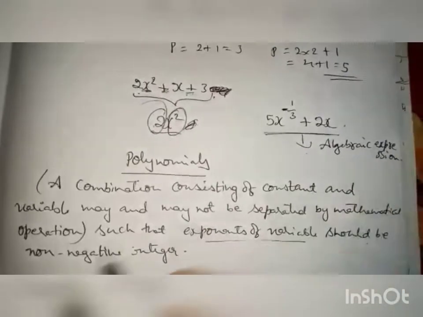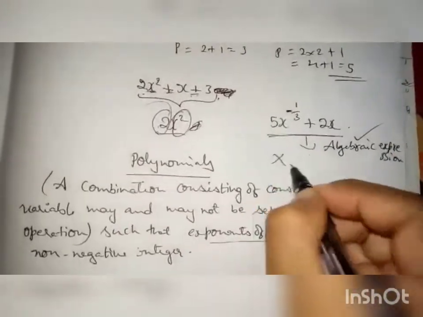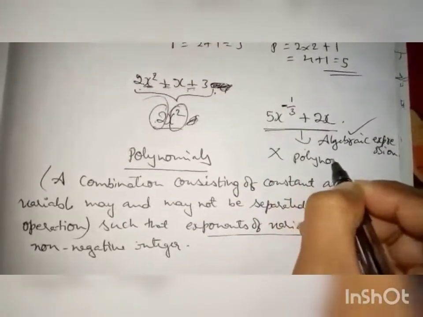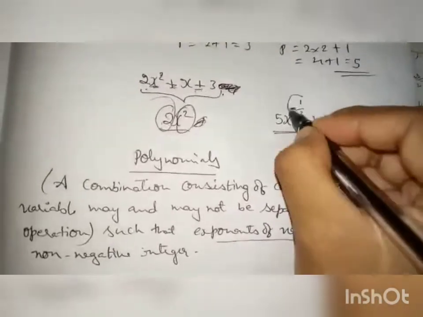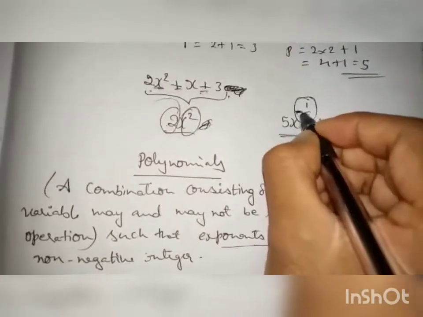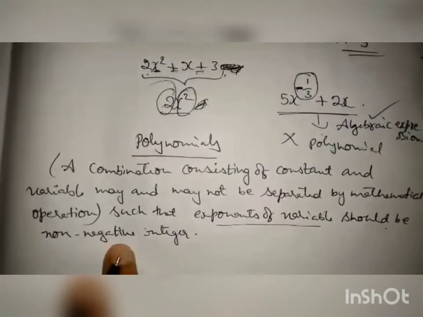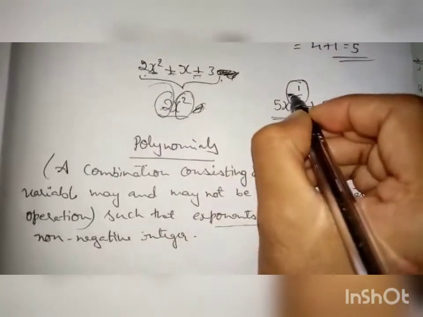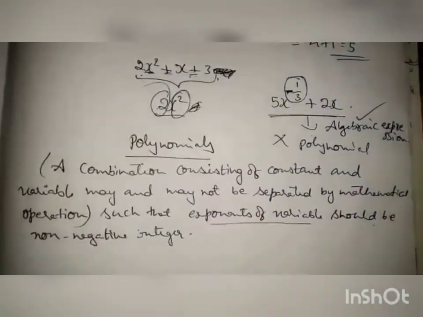This becomes an algebraic expression, but not a polynomial. Why? Because of the minus 1 by 3, see, it is negative. The power should be non-negative, but you have a negative here, so it is not a polynomial.